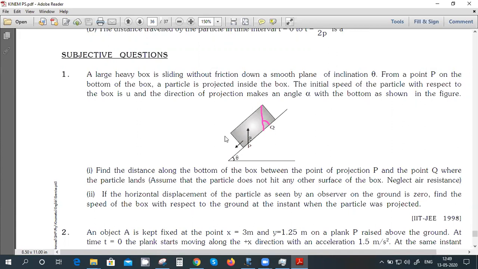Can you do this problem? It's not difficult, but just have to be careful. If you're doing it the first time, it will be difficult. Okay, sir. I'll try. Yeah, I'll tell this next time.